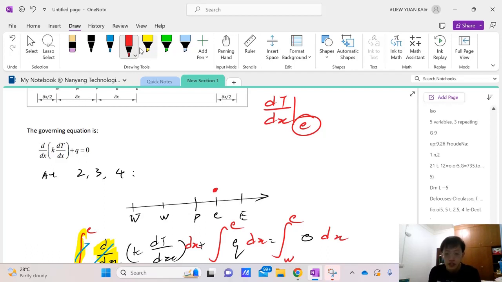And remember from the last tutorial, if you want to find this derivative, it is the immediate right minus the immediate left divided by the segment. So to the right we have east, to the left we have P. Then the segment is delta x. So this is actually phi_e minus phi_P divided by delta x.